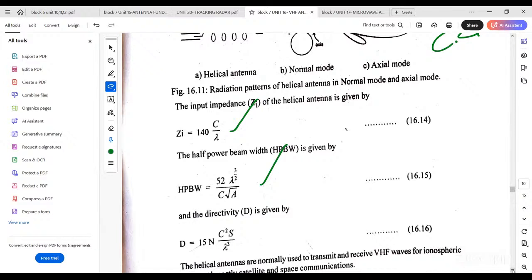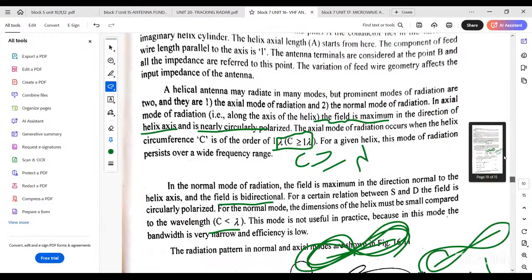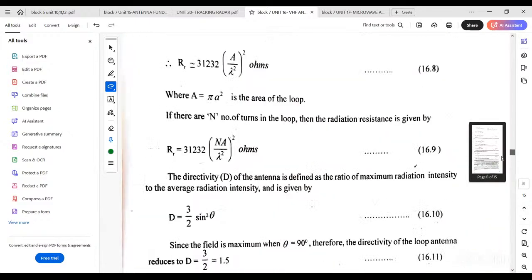This is a very important essay question which appeared in a recent examination, on 25th January. Explain about helical antenna. So, what are the things we have to cover? Overview of helical antenna.